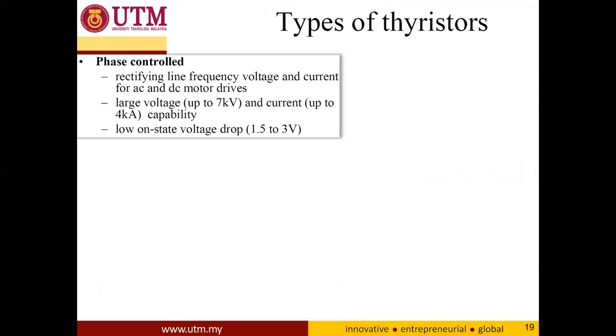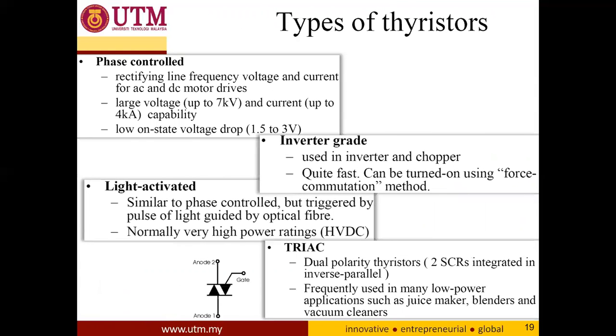And these are the types of the thyristor. We have the phase control, the inverter grade, line activated, and the triac. The triac is actually two SCRs here, as you can see, and it is frequently used in many low power applications such as juice makers, blenders, and vacuum cleaners.